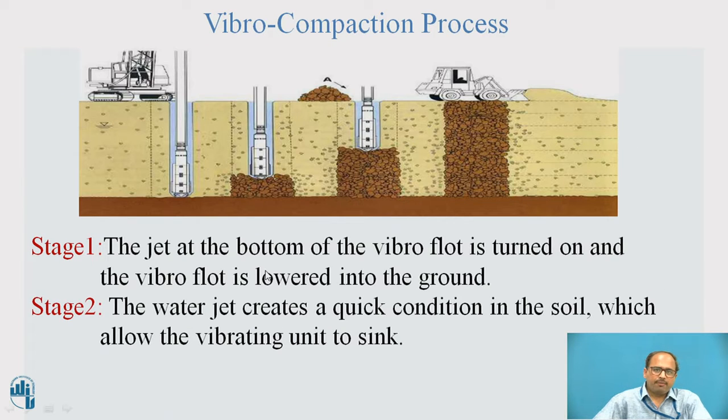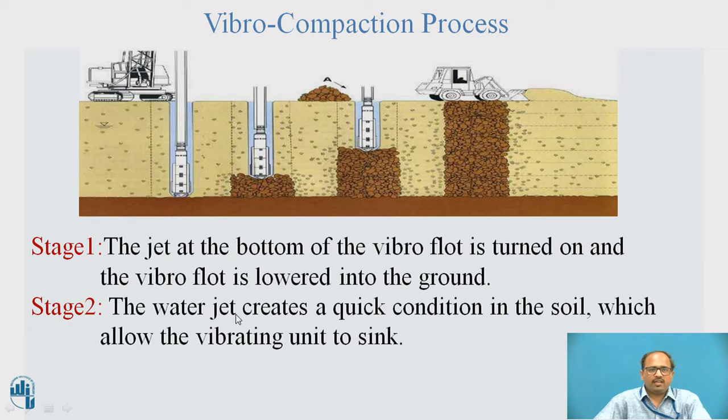So this is the vibro-compaction process. This is stage 1, stage 2, stage 3, stage 4. I will explain step by step. In stage 1, the jet at the bottom of the vibro float is turned on and the vibro float is lowered into the ground. This is your vibro float. After reaching your required depth, you turn on the vibro float, then it is lowered into the ground.